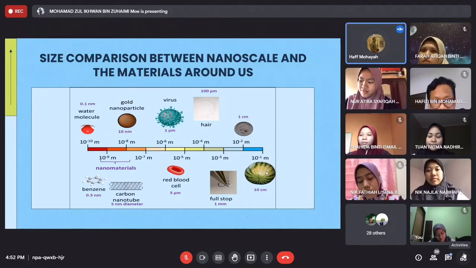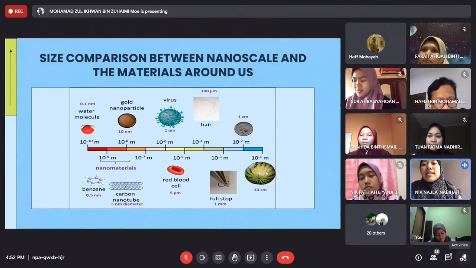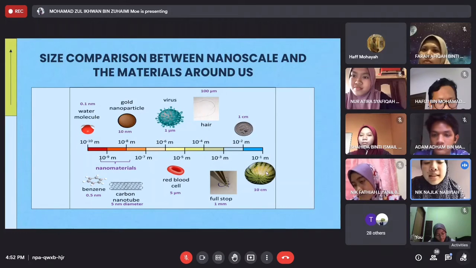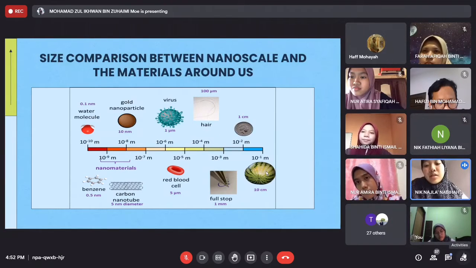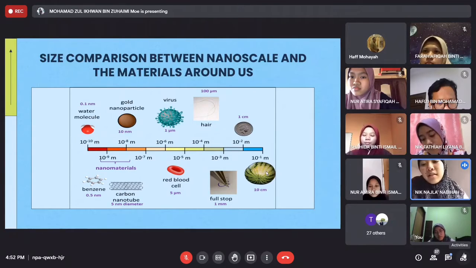So this is the size comparison between nanoscale and the materials around us. So basically in this subtopic, we will learn about the material that is sized between 10 to the power of -7 to 10 to the power of -10, which is called nanoparticles.